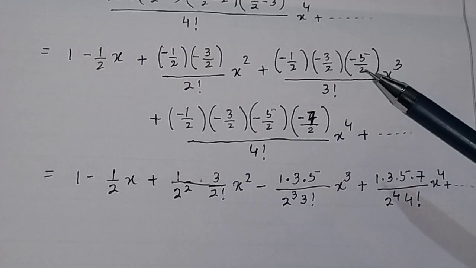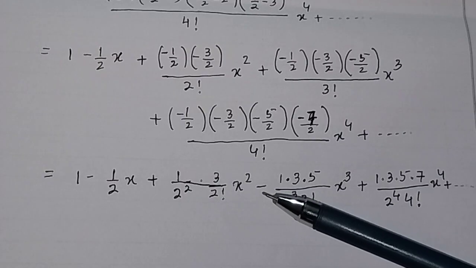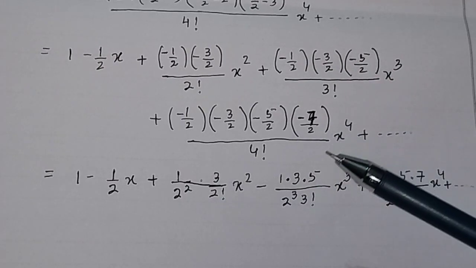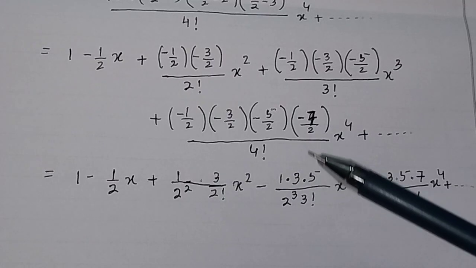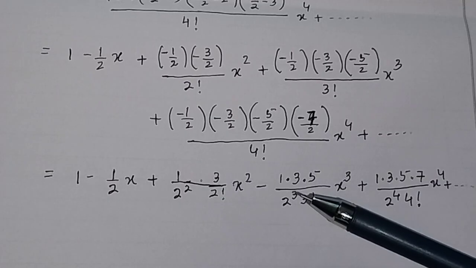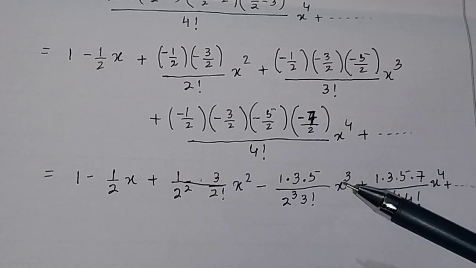Similarly, you write this term: minus minus minus, there are three minus signs, so you will have minus here. In the numerator you have 1 into 3 into 5. In the denominator you have 2 to the power cube, so 2 to the power cube multiplied by factorial 3, then multiplied by x cube.